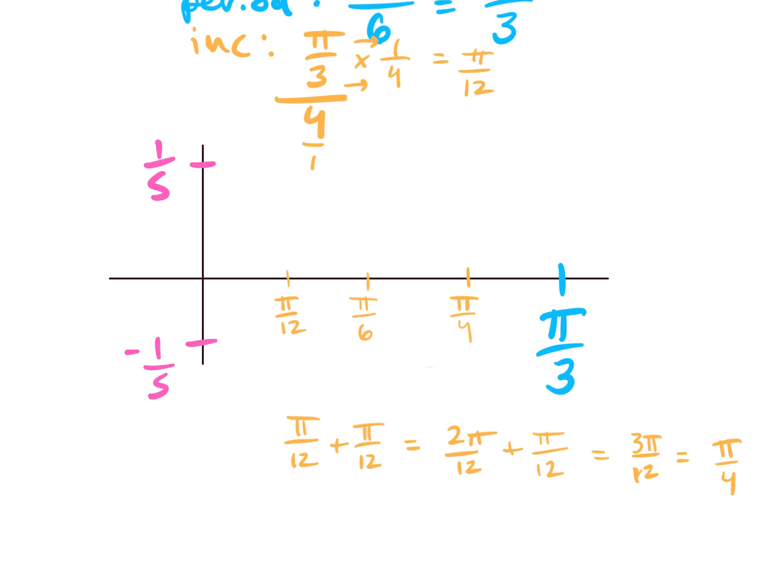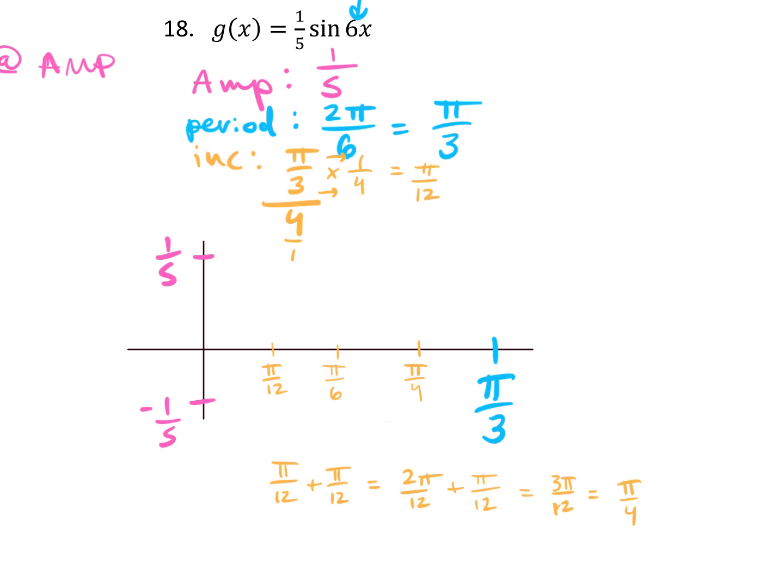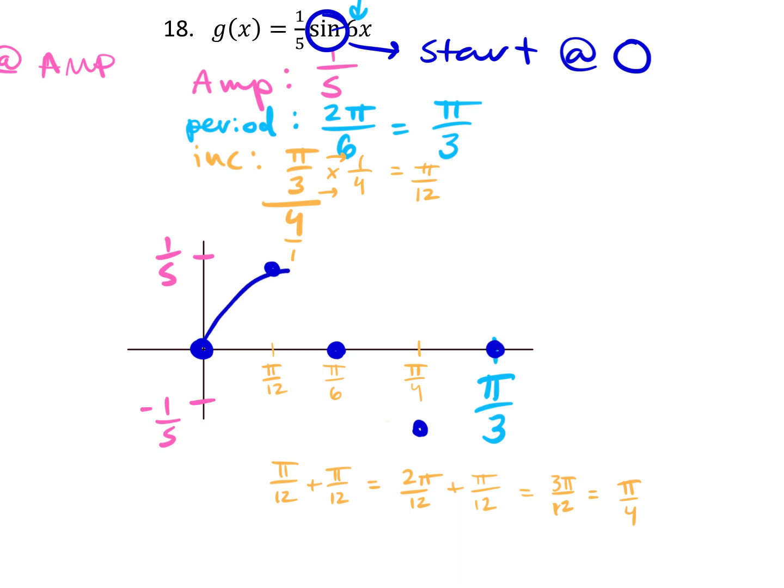So here, because it's a sine graph, our question says sine. Where do we start? Starts at 0. So we're going to start at 0. Then we always go up to the positive amplitude, back down to 0, down to the negative amplitude, and then back to 0. So our graph would look like that.